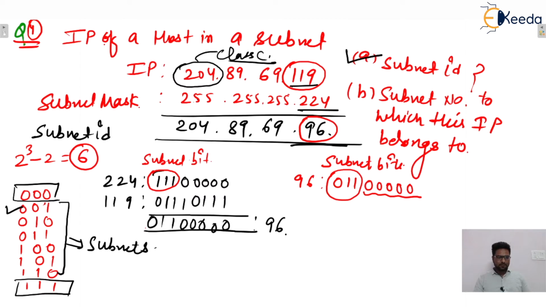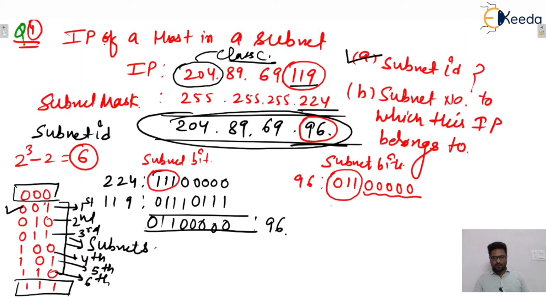So that is the first subnet. This is the first subnet, this is the second subnet, this is the third subnet, this is the fourth subnet, this is the fifth subnet, this will be the sixth subnet. And here in this particular subnet ID 96, we can say that the subnet bits will be 011. So 011 means third, that means the subnet number is third, isn't it? The given IP address belongs to the third subnet. I hope this one is clear to everyone.